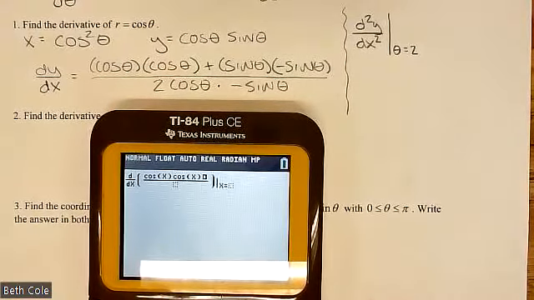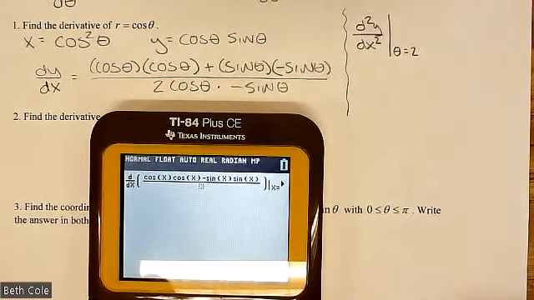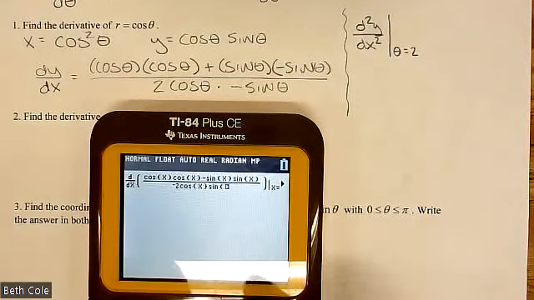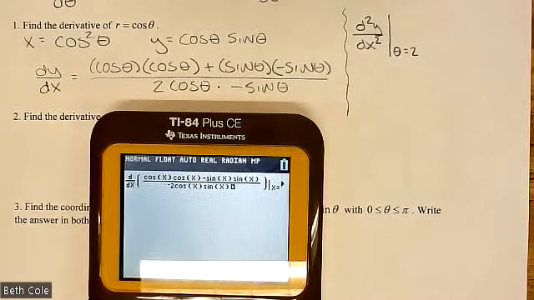Cosine x, cosine x. I'm going to do minus sine x, like just put a subtraction in there. And then on the bottom, I'm going to put the negative out front. It'll be -2 cosine x, sine x. And just be careful with all the parentheses, because every time you hit sine or cosine, it's going to start a parenthesis. So then you have to end it.